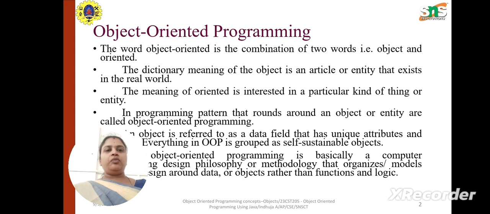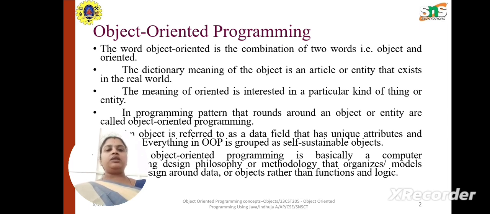The term object-oriented programming is the combination of two words: one is object and the other is oriented. Whatever functionalities we are doing inside a class are completely based upon the objects only. So in that sense we call the programming language object-oriented programming. The dictionary meaning of object is an article or entity that exists in the real world. The meaning of oriented is interested in a particular kind of thing or entity. So in programming, a pattern that revolves around an object or entity, we call it object-oriented programming.